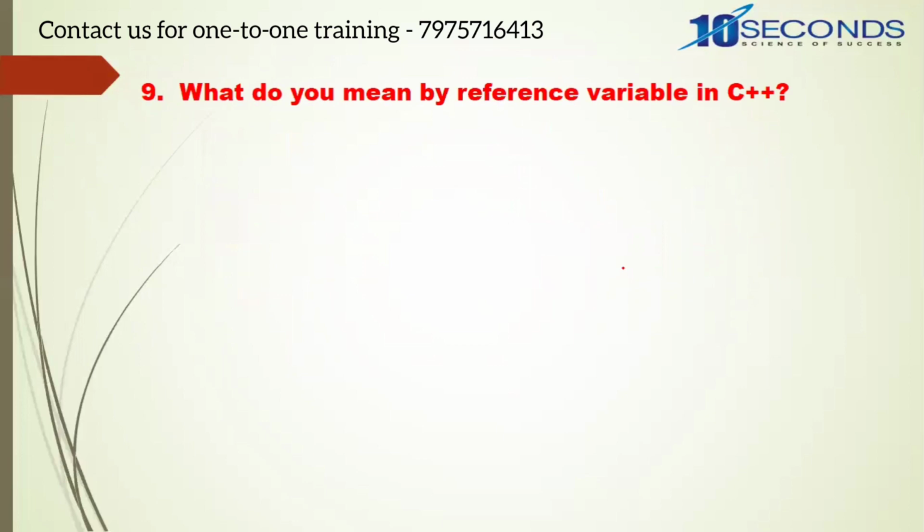What do you mean by a reference variable in C++? A reference variable means aliasing. For example, int A. So memory is allocated to A. You want to give another name to A. Somehow you don't like A. Int ampersand P equal to A. So P is another name given to A.